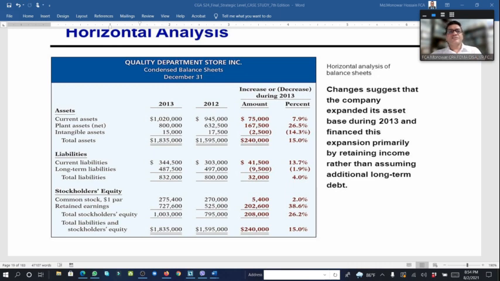So here if you see current assets, 75,000 is the increase. That means a 7.9% increase from the base year 12. So what is happening here? Look here, intangible asset minus 14%. Overall assets increase 15%. And in the same way, stockholder equity increases 15%. So based on that, we will take some more math on this statement another time.